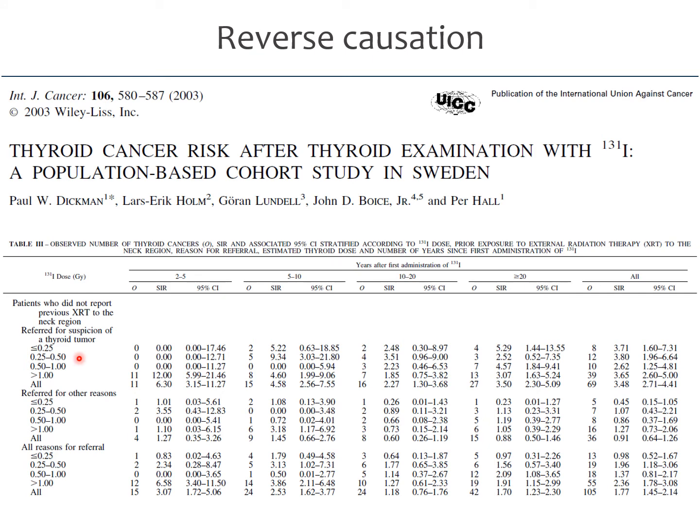A well-known example of reverse causation was observed in a thyroid cancer risk study after thyroid examination with iodine-131. Thyroid cancer risk in the exposed group was found to be elevated when all reasons of referral were included, but when the researchers examined separately those children who were referred for suspicion of a thyroid tumor from those children who were referred for other reasons, they found no increased cancer risks for the second group. It was the children's health state that prompted the iodine thyroid scan that led to the observed increased thyroid cancers, and not the scan itself.